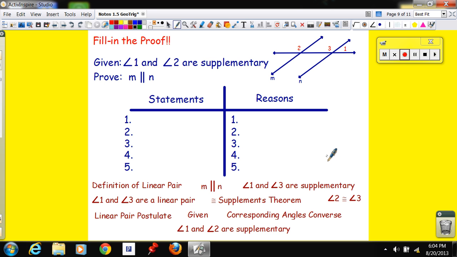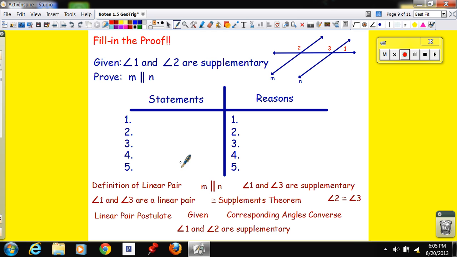So I'm going to get to show you a little bit about what a proof is. A proof is when we have a given statement and we're trying to prove something. So right now they're giving us the statement and they're giving us this diagram, and they're asking us to prove that these two are parallel to each other. So they're telling us that angle 1 and angle 2 are supplementary. So that this number 2 and this number 1 are going to add up to 180 degrees. So they want us to prove that M and N are actually parallel lines.